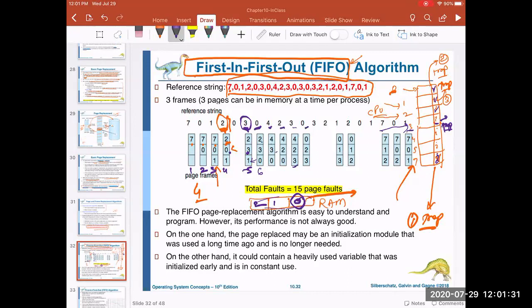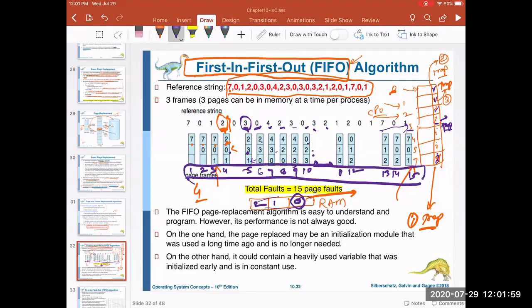And then 0 would be replaced by 4, because then we have calls to 3, 2. So 3, 2 are already there. There are no page faults here. So 7, 8, 9, 10, 11, 12, 13, 14, and 15. So using the first in, first out algorithm, we have 15 page faults. So this is one algorithm that we're doing.